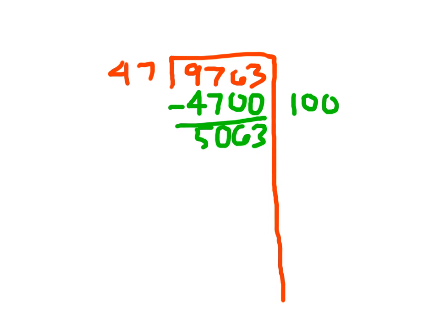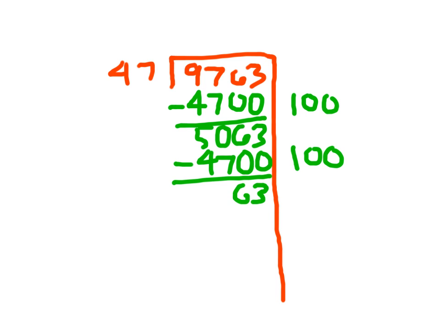And I look at that and I'm all, hey, there's still 4,700 to take away from there. 100 is part of our partial quotient then. 100 times 47 is 4,700. Subtracting the two of those, I get 363.